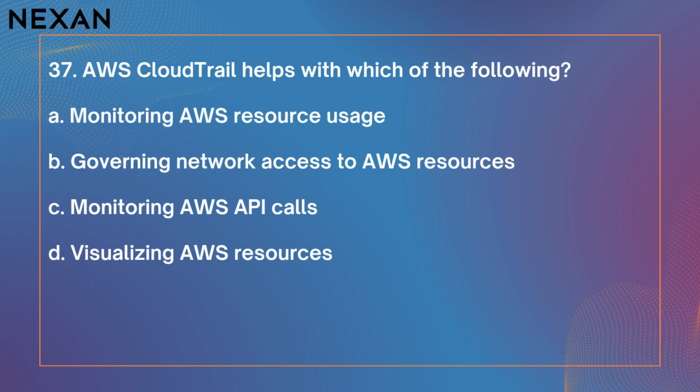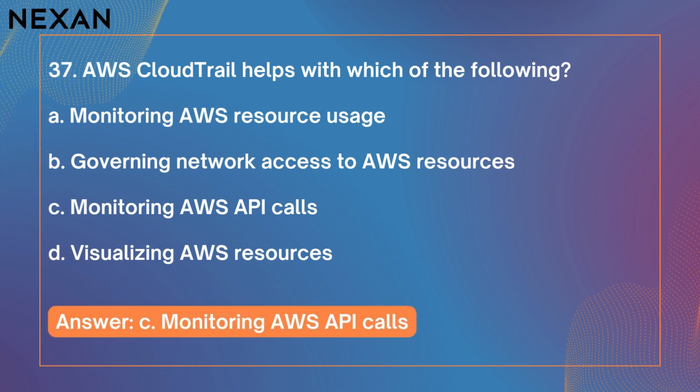37. AWS CloudTrail helps with which of the following? A. Monitoring AWS resource usage. B. Governing network access to AWS resources. C. Monitoring AWS API calls. D. Visualizing AWS resources. Answer C. Monitoring AWS API calls.